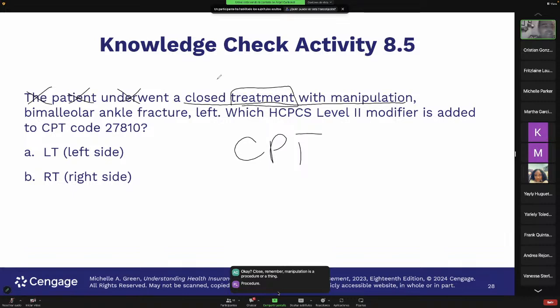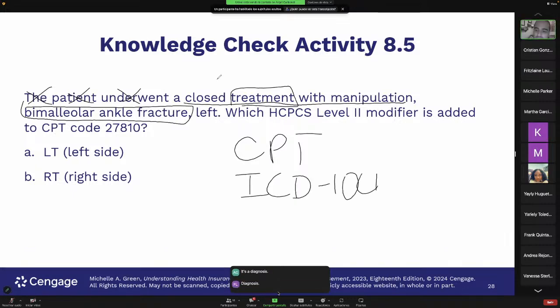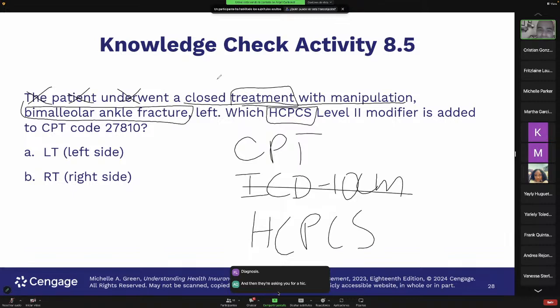Excellent. Then it says bimalleolar ankle fracture. That is a procedure or a diagnosis? Diagnosis. That's a diagnosis. ICD 10 CM. Okay? And then they're asking you for a HCPCS. They're not asking you for any of those things that they just talked about.